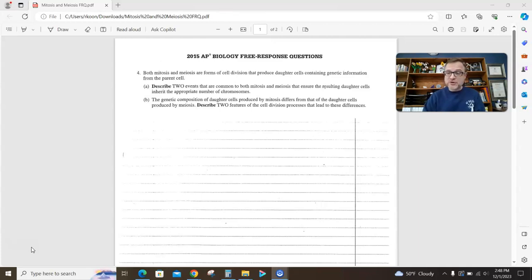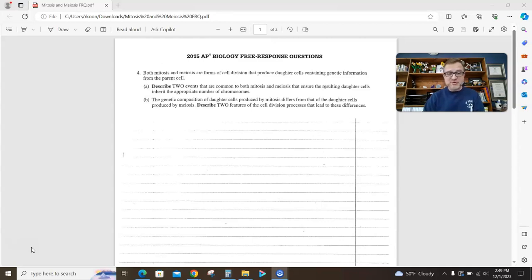All right, this is question 4 off the 2015 AP exam. Both mitosis and meiosis are forms of cell division that produce daughter cells containing genetic information from the parent cell. Part A says describe two events that are common to both mitosis and meiosis that ensure the resulting daughter cells inherit the appropriate number of chromosomes. And Part B says the genetic composition of daughter cells produced by mitosis differs from that of the daughter cells produced by meiosis. Describe two features of the cell division processes that lead to these differences.